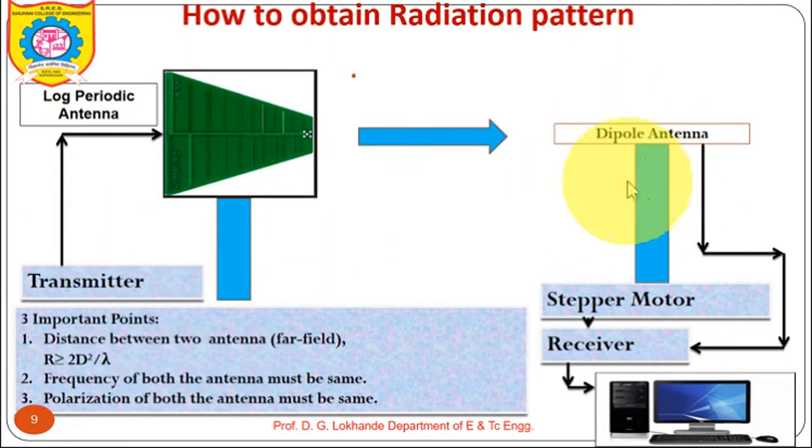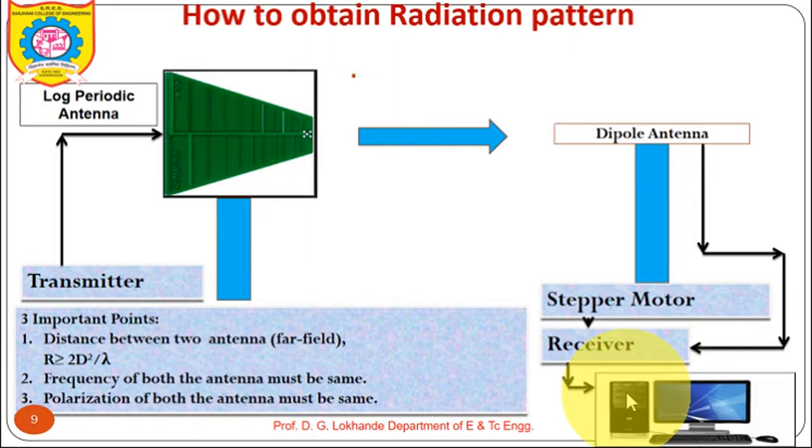This dipole antenna we are moving slowly from one point to another through the stepper motor, and we will get the amount of signal received at the reception point. So if we move the dipole antenna in all directions, and check the quality of the signal at the reception point, based on that we will get the maximum strength of the signal at the reception point. So a few points to be noted.